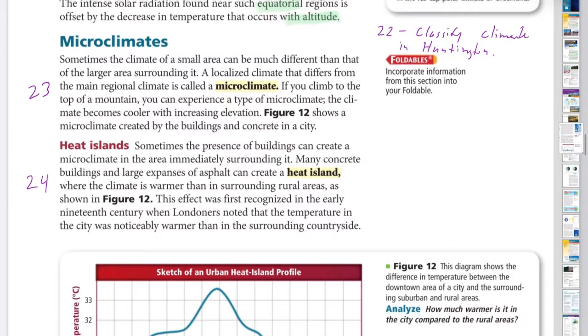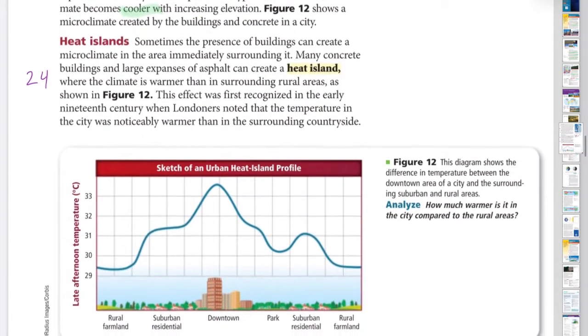All right, microclimates. Sometimes the climate of a small area can be much different than that of the larger area surrounding it. A localized climate that differs from the main regional climate is called a microclimate. If you climb to the top of a mountain, you can experience a type of microclimate. The climate becomes cooler with increasing elevation. Figure 12 shows a microclimate created by the buildings and concrete in a city.